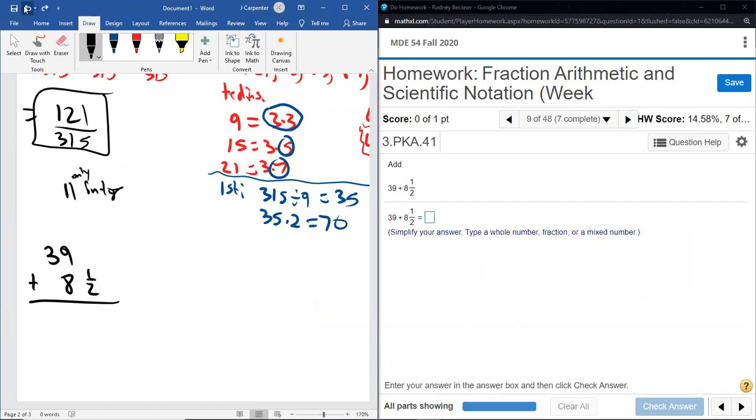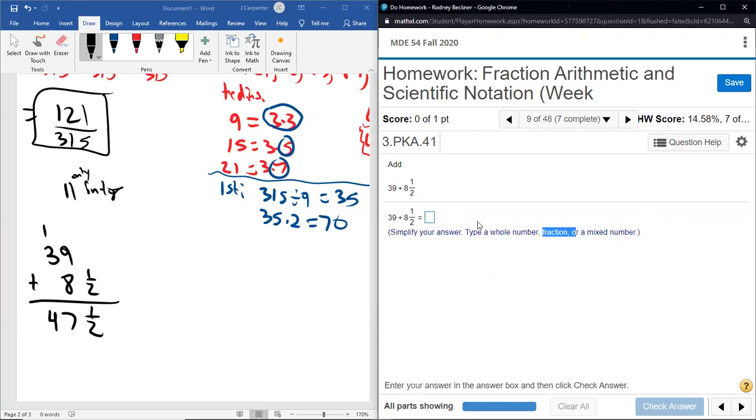If you wanted to write a fraction here, 0 over whatever is a perfectly fine fraction. You can call that 0/2 if you absolutely want to. You can put that 0 over any number you want to, but 0/2 would give you an LCD. But this is easy. Nothing plus a half is a half. 9 plus 8 is 17, carry 1, 3 plus 1 is 4. So you should get 47.5, and they did say they want it as a mixed number.